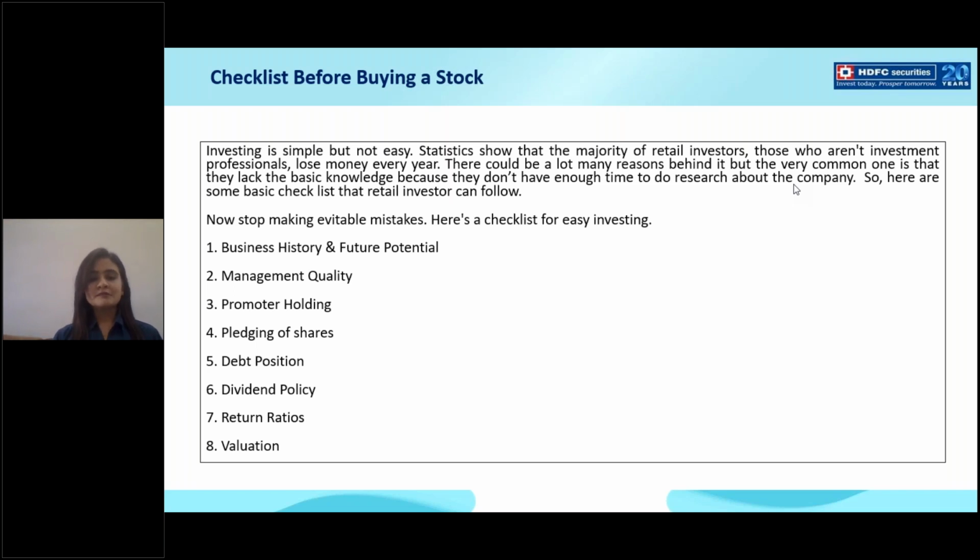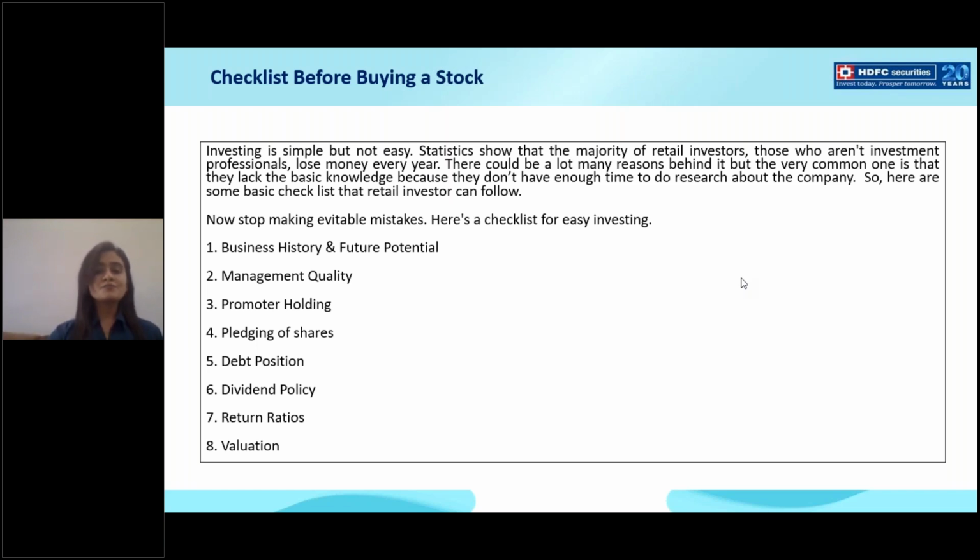Investing is simple but not easy. Data shows that the majority of retail investors lose money every year because they don't have the time and research required to analyze the company, and eventually they fail in valuing the company. So here we have prepared certain data points so that you can follow them and lessen your research time.